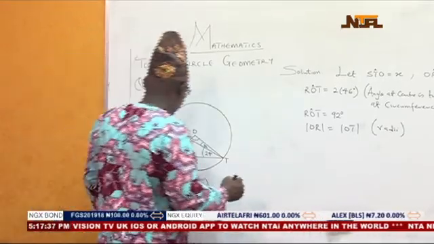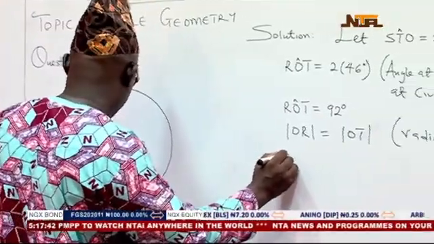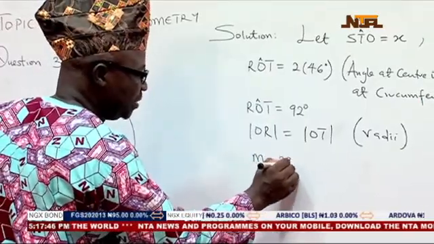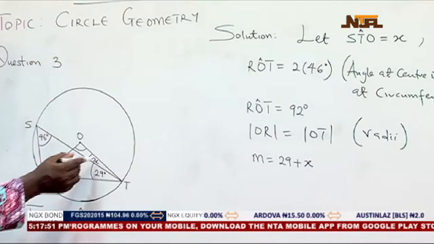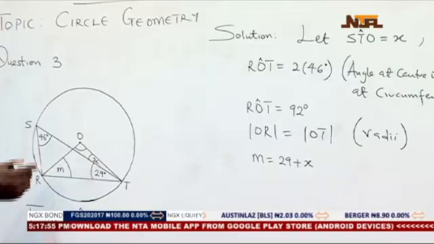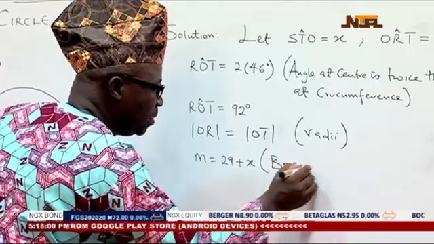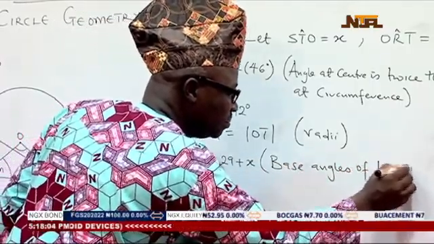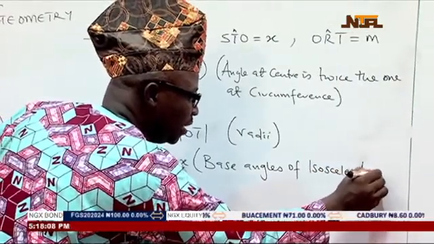So in this case, I can say M is the same thing as 29 plus X. That is, this M is going to be this angle. Both of them are the same because they are the base angles of an isosceles triangle.